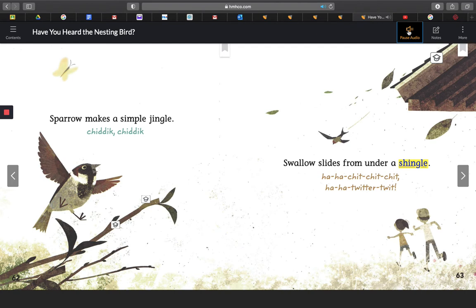So is there something on this page that you do not understand? Maybe you don't understand what the swallow is doing. And what does a shingle mean? That's a word we talked about the other day, a shingle. We can go back to what we talked about the other day, shingle, and remember that a shingle is the square piece that's on a roof.